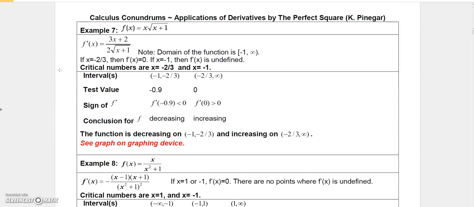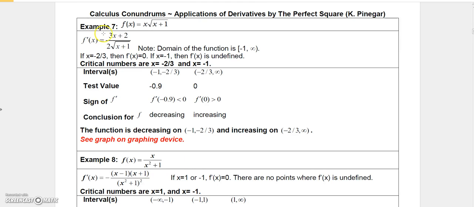Okay, the next one, f of x equals x times the square root of x plus 1. You need to write x plus 1 as x plus 1 to the 1/2 power and then apply the product rule. When I did, I got 3x plus 2 over 2 times the square root of x plus 1. Now since x plus 1 has to be greater than or equal to 0, we know the domain of this function has to be from -1 to infinity. So keep that in mind.